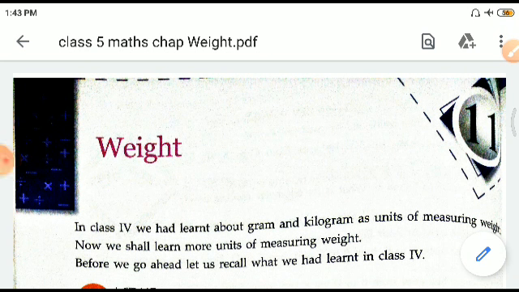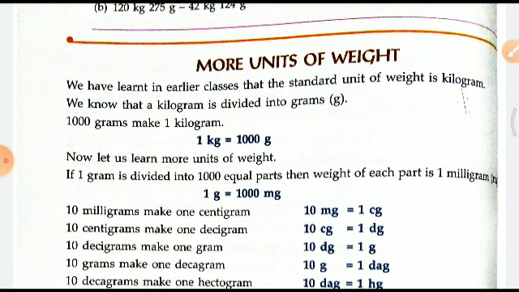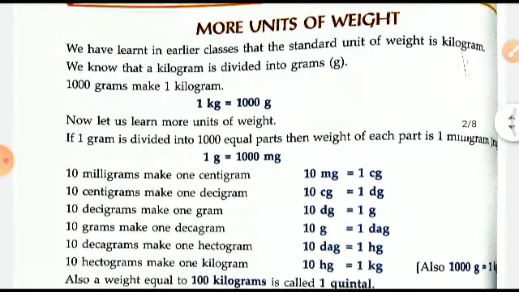In class 4th, you have already learned about grams and kilograms, and let's have a recap of that. Right? Just thinking about that, let us move towards more units of weights. So we have learned that 1 kg is equal to 1000 grams and 1 gram is equal to 1000 milligrams. But there are many more interconvertible units than them.